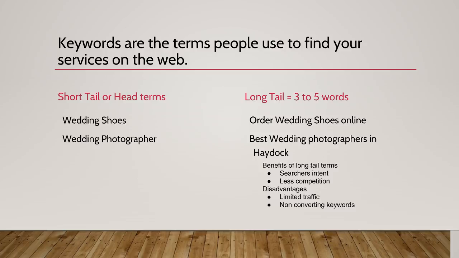If you had a very successful website selling wedding shoes, then you may not have to go for the shorter tail keywords. If you're coming up first for something, you won't necessarily need to go for the shorter tail keywords. So there's limited traffic, and then there are non-converting keywords, and there are 2 examples here: with order wedding shoes online, I'm ready to buy. Non-converting: I'm having a good nose, best wedding photographers in Haydock. So they're the advantages and the disadvantages.